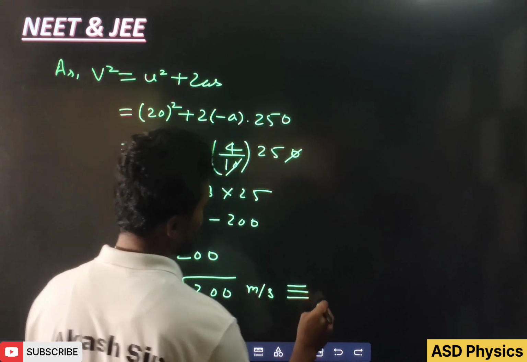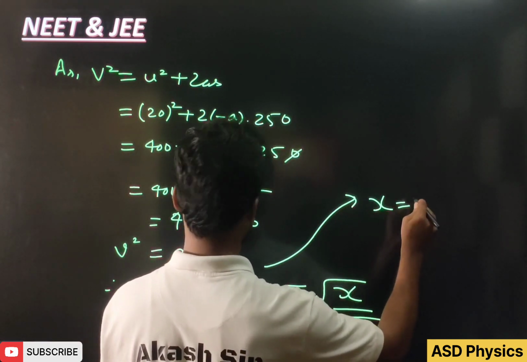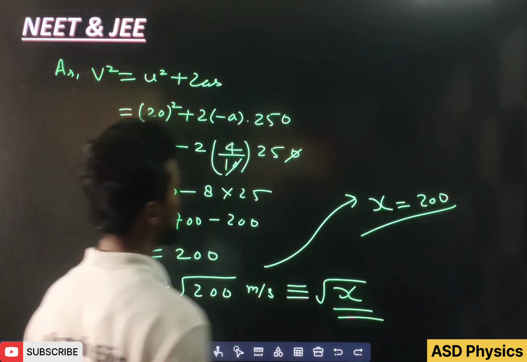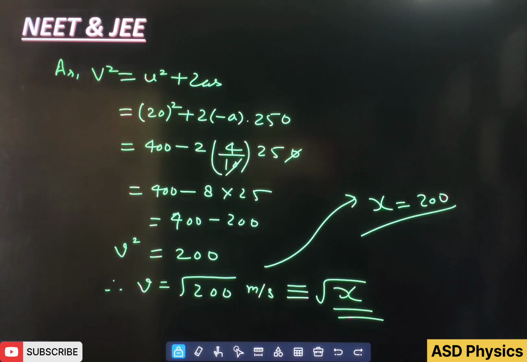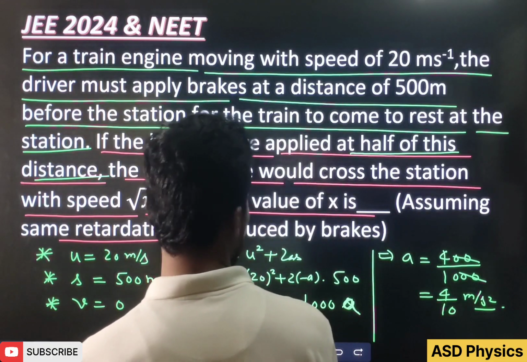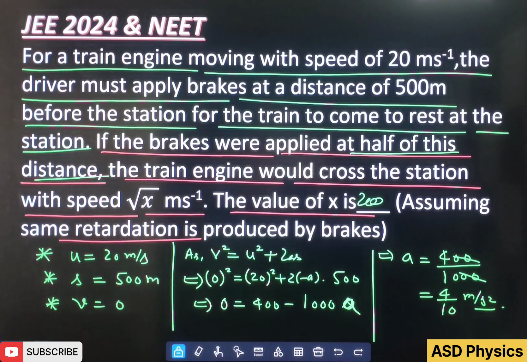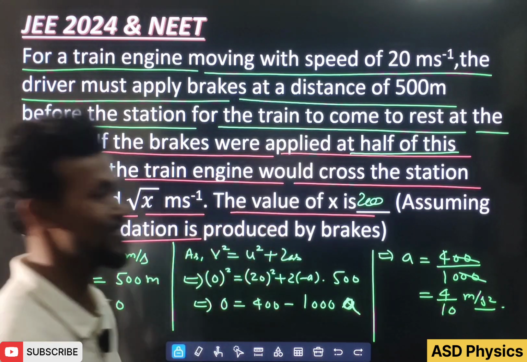And this we have to compare with root x according to the question. So what do you think? What is the value of x? The value of x will come 200. The value of x is 200, is it? Not a 0, it is written here 200. Okay, great.